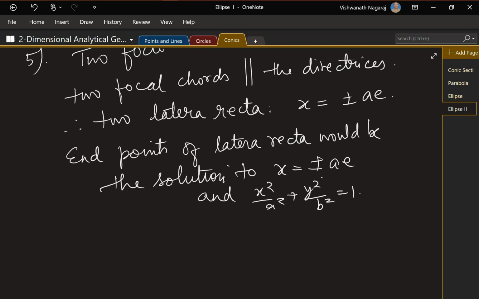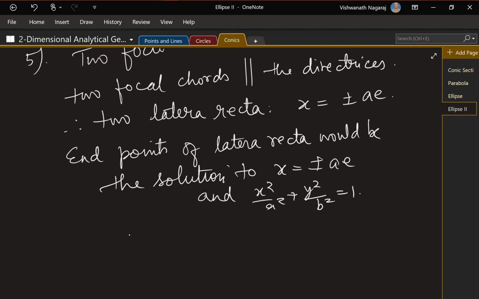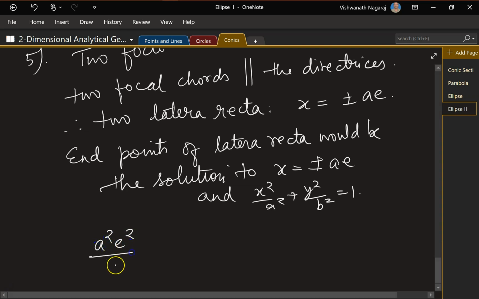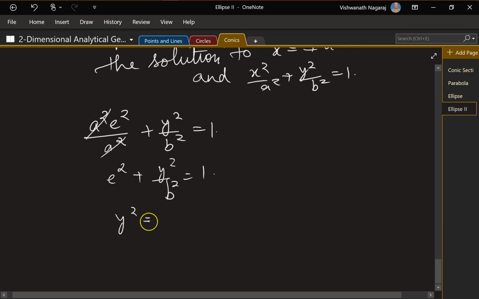So let's substitute x square. So x is plus or minus ae. So when we say x square, that minus also becomes plus. So a square e square by a square plus y square by b square equal to 1. a square gets cancelled. e square plus y square by b square equal to 1. y square by b square is equal to 1 minus e square, which basically implies that y square is equal to b square times (1 minus e square).